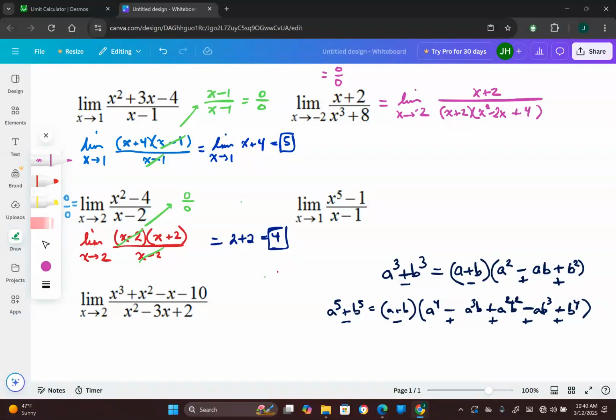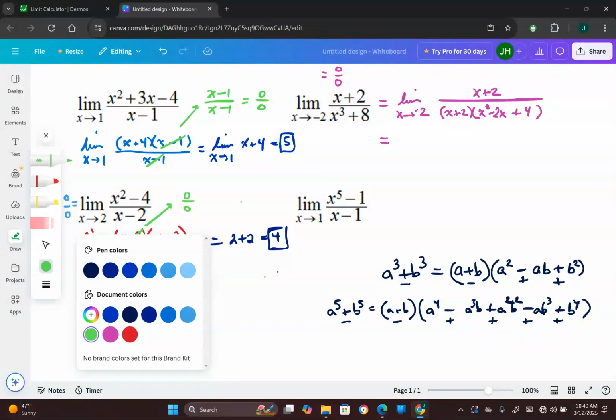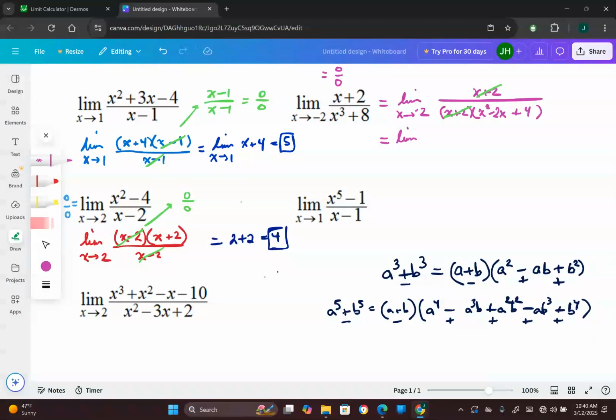Let's keep going with this limit up here. Can you see that the x plus 2's are going to cancel? Now, ladies and gentlemen, that is essentially the 0 over 0 in the question. So now what I can do is take the limit as x approaches negative 2 of 1 over x squared minus 2x plus 4. And I'm going to plug in negative 2. That would give me 4 plus 4 plus 4. My answer here would be 1/12.